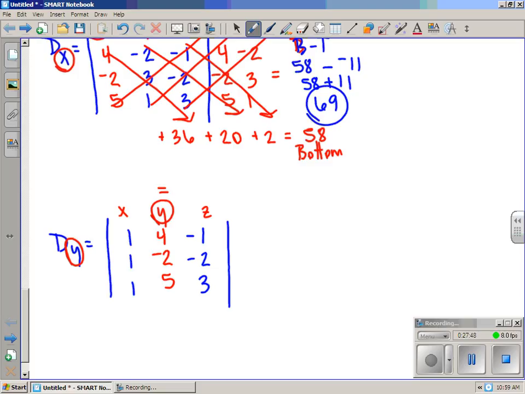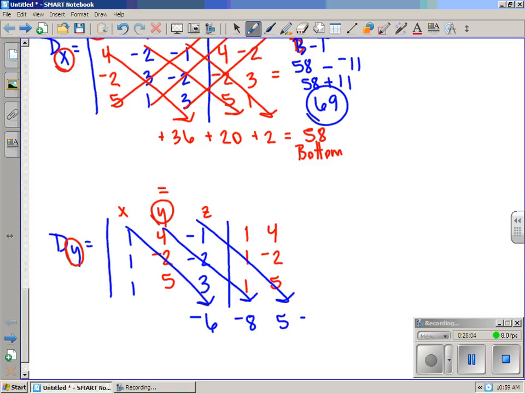Rewrite your first two columns. Multiply diagonally. 1 times negative 2 times 3. 4 times negative 2 times 1. Negative 1 times 1 times 5. Add those up. And that is the bottom number.